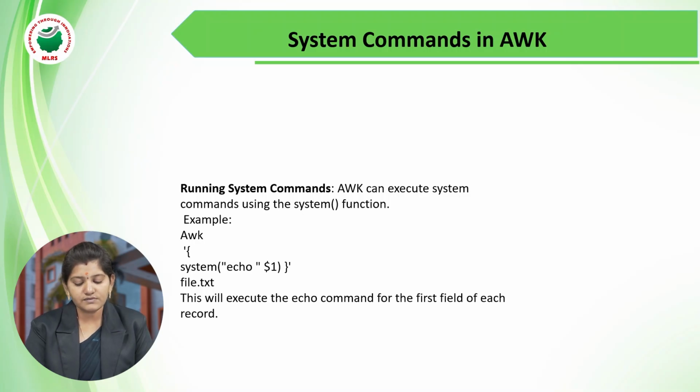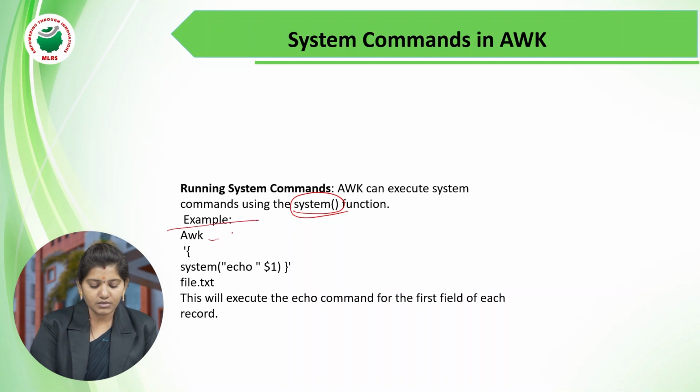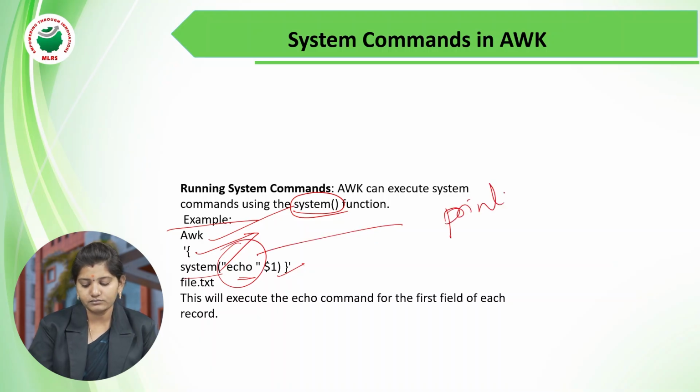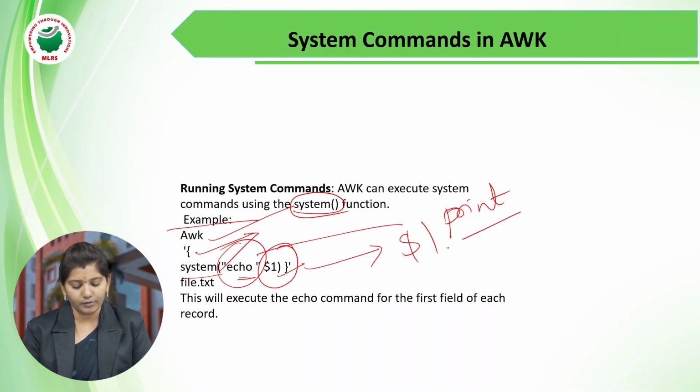So running system commands is used to execute the system commands using the system function. By using the system function, it will execute the program. Coming to the example here, AWK is the starting word that we have already written. From here the program will start: system echo $1. Echo is used to print the value. So $1 represents the first field of a record, and this will execute the echo command for the first field of each record.